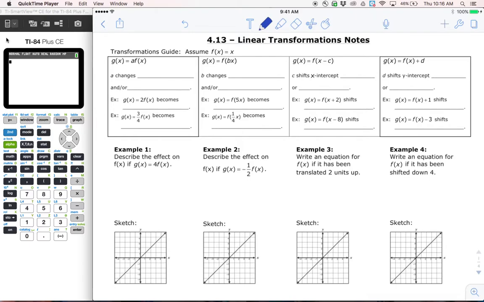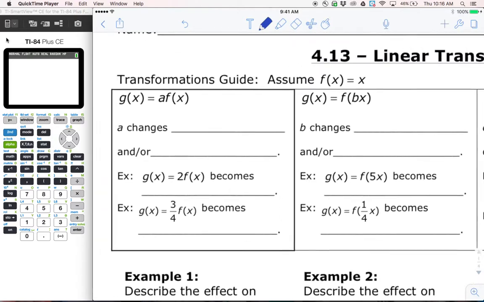4.13 Linear Transformations Notes. Today we're continuing on what we talked about yesterday, where we discussed that if you change the slope in an equation, you are messing with the steepness of the line. But if you change the y-intercept in an equation, you're changing the placement of the line, right? You can be moving it up or down. So today we're taking a more general look.